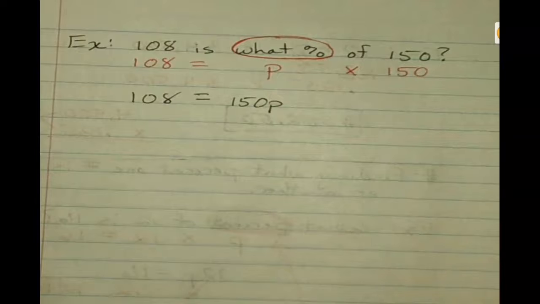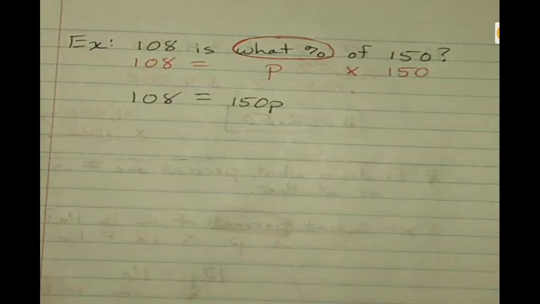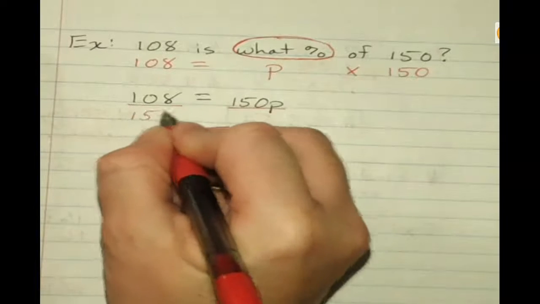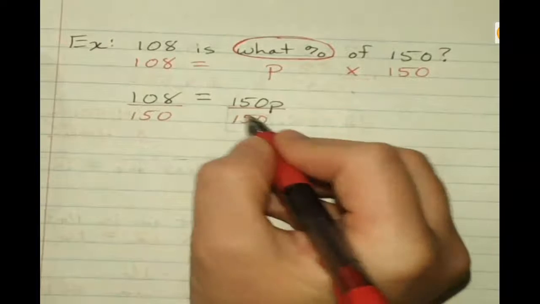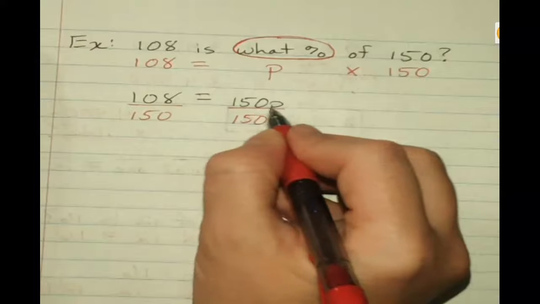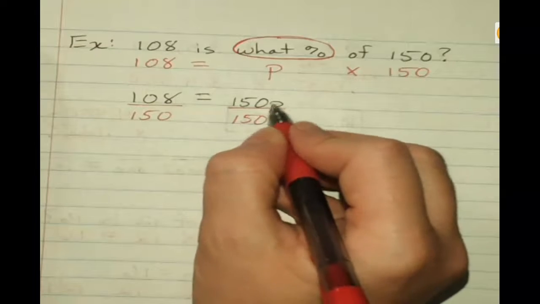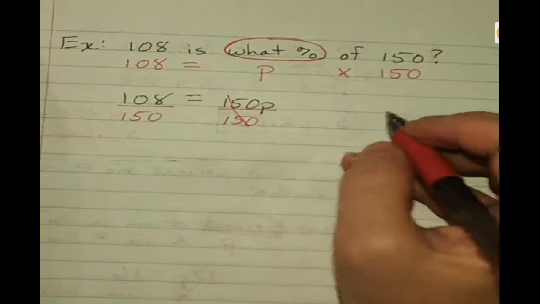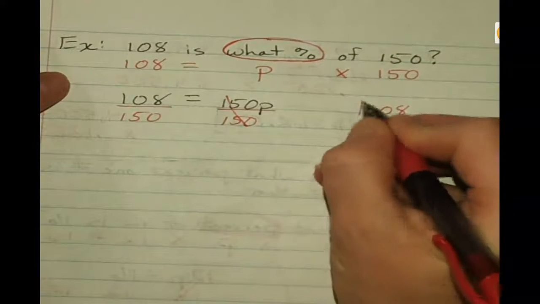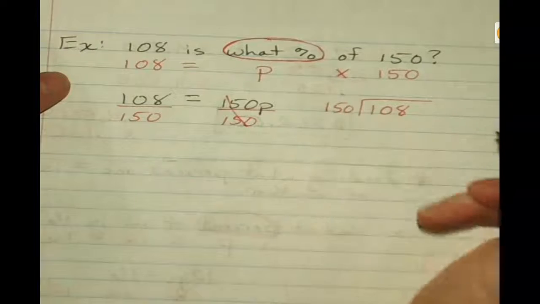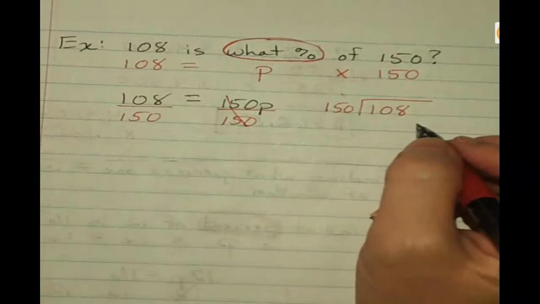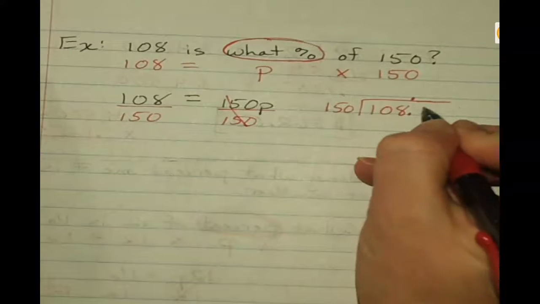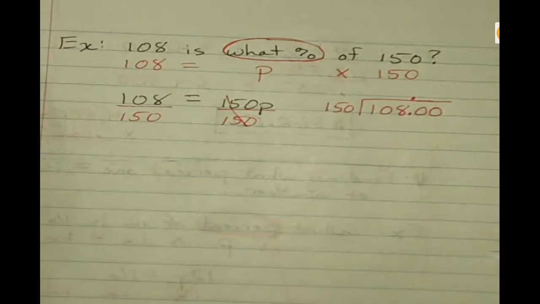Now, Joseph, intruder alert, what do I do? So I divide 150 by both sides. We're dividing because the 150 is being multiplied with the P. We want the P all by itself, so we have to get rid of the 150. So then over here, I have 108 being divided by 150. And Joseph, I'm going to let you work this out. And then you tell me what you get.